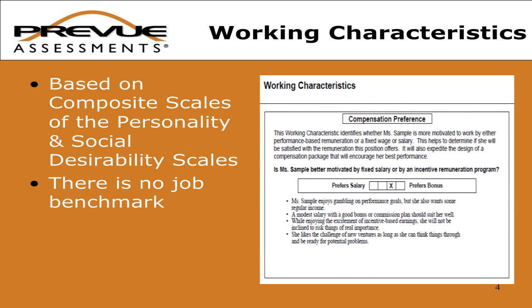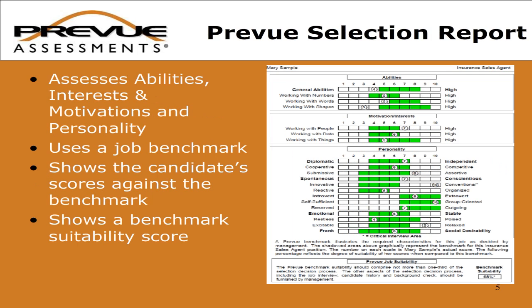The Working Characteristics Report is based on composite scales of the personality and social desirability scales. This report does not use a job benchmark. The Preview Selection Report assesses abilities, interests and motivations, and personality. It utilizes a job benchmark, it shows the candidate scores against the job benchmark, and the bottom right-hand side of the graph page shows a job benchmark suitability score.